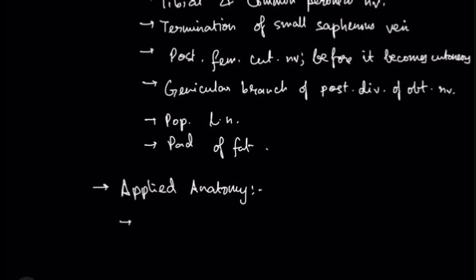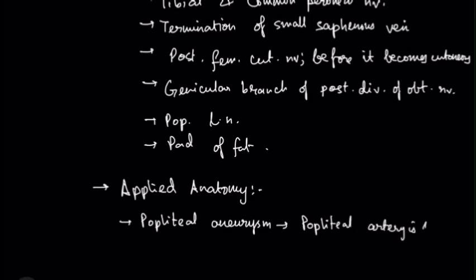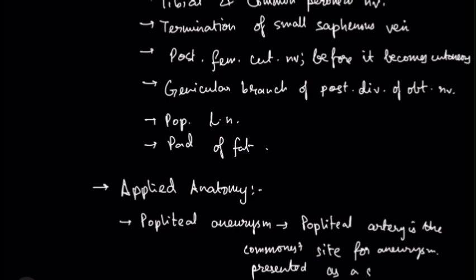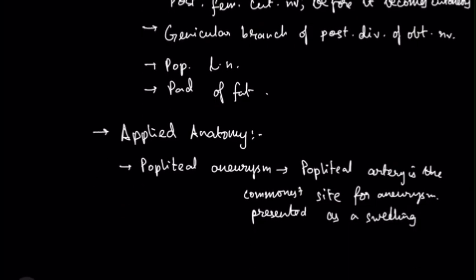What can happen? So popliteal aneurysm may happen. What is a popliteal aneurysm? What is an aneurysm? Aneurysm is a ballooning of the arteries. So you have to know that popliteal artery is the commonest site for aneurysm. You can write only this much. Okay, it presents usually as a swelling. Now where will the swelling be? Definitely it won't be on your head, right? It will be in the popliteal area only. So I'm not writing that.